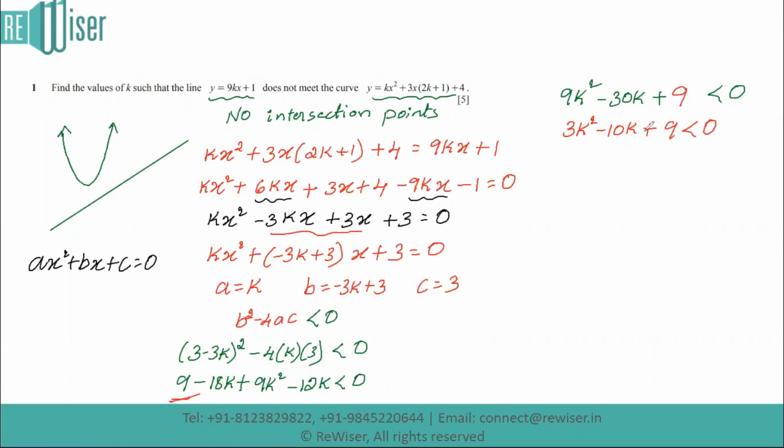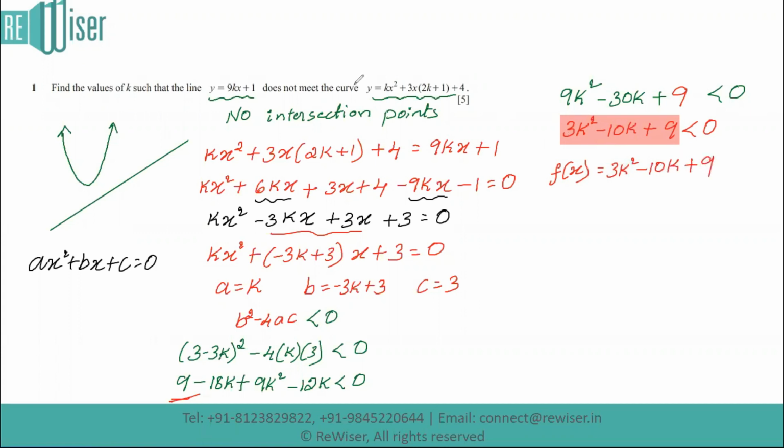So now this is the quadratic inequality. We need to solve it to get the final answer. And whenever we talk about solving a quadratic inequality, we should always think about drawing a sign diagram for this inequality. So I'm going to take this as a new function. Let's say this function f of x is 3k² − 10k + 9.